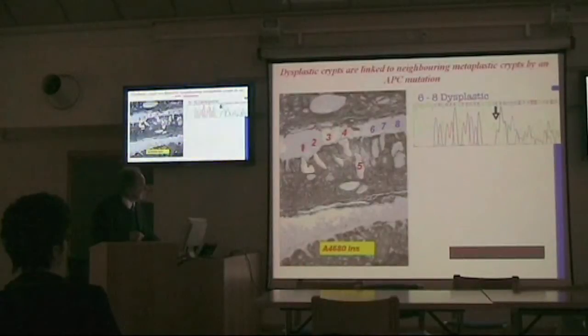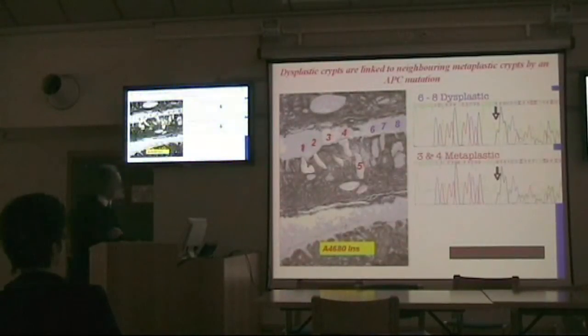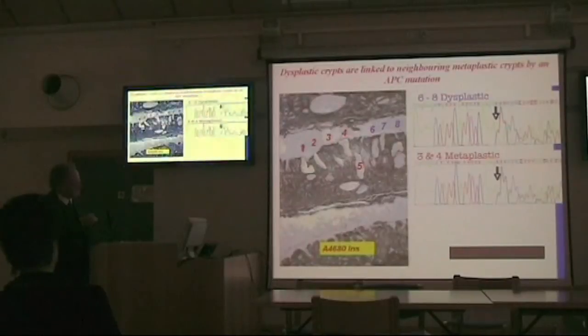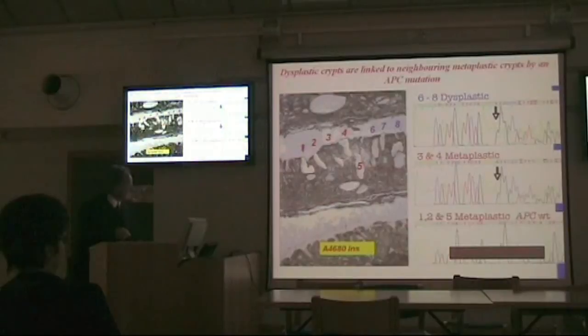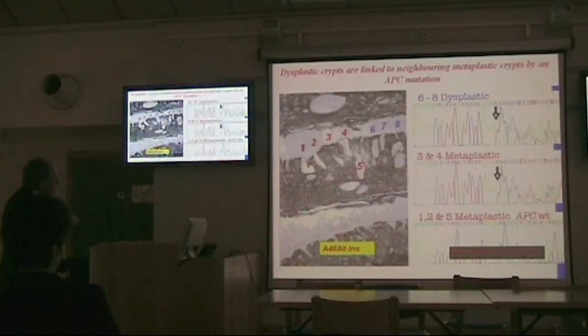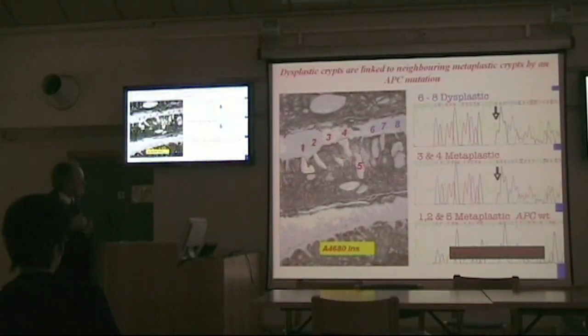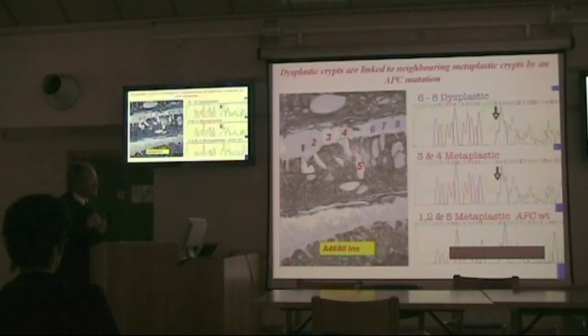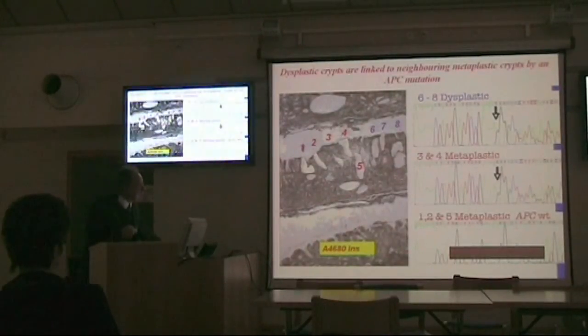And you can see here the dysplastic crypts have got this insertion in the APC gene, at 4680, particularly in the colon, and also in 3 and 4 in the metaplastic. So the metaplastic crypts share the same mutation, but these ones, 1 and 2, are wild type. So this shows exactly the same thing. You've got metaplasia here, which is then undergoing this mutation and then becoming dysplastic. So this is about the first time that it was actually shown, at the molecular level and the microdissection level, that there is an association between intestinal metaplasia and dysplasia. It was all done by Boyle and Block.